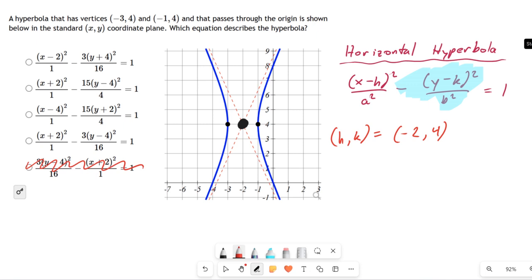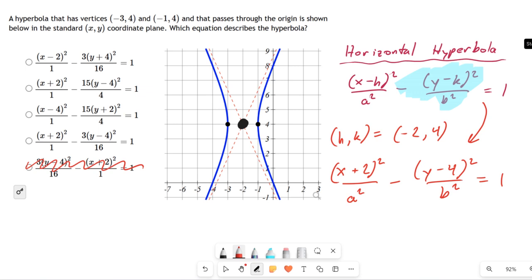The way you express that in this equation, remember, let's bring this equation down here and write it with those h and k values in it. That would be x plus 2, watch that sign flip, squared, divided by a squared. I don't know a squared yet, we'll get to that. And then y minus 4 squared, divided by b squared, which I don't know yet, equals 1.